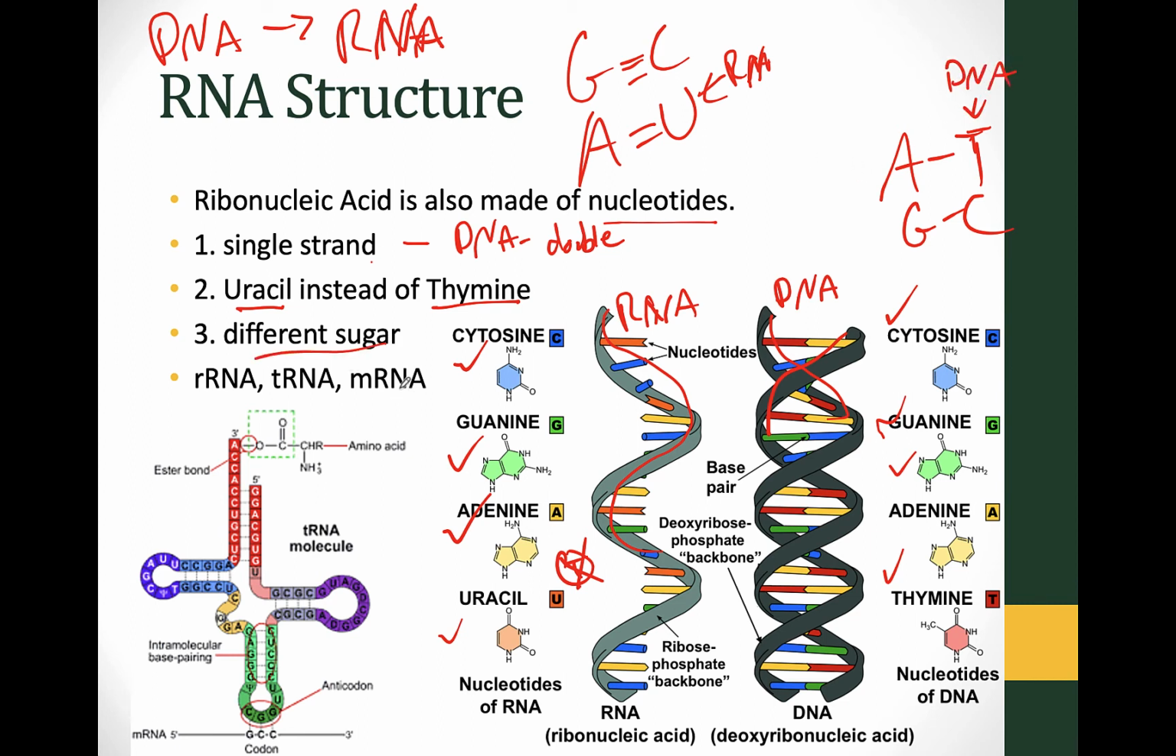And then they have a different sugar. DNA has deoxyribose, and then RNA just has ribose, which is why it's RNA instead of DNA. There are many different types of RNA. So rRNA stands for ribosomal RNA, tRNA stands for transfer RNA, this is a tRNA right here, and then mRNA stands for messenger RNA.